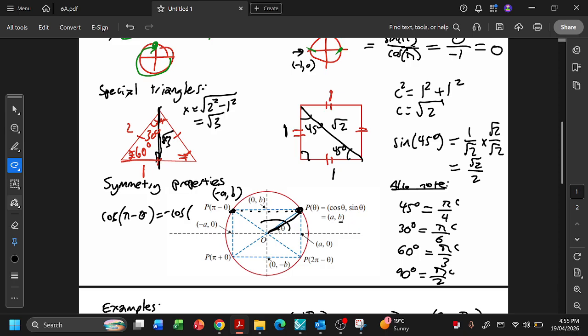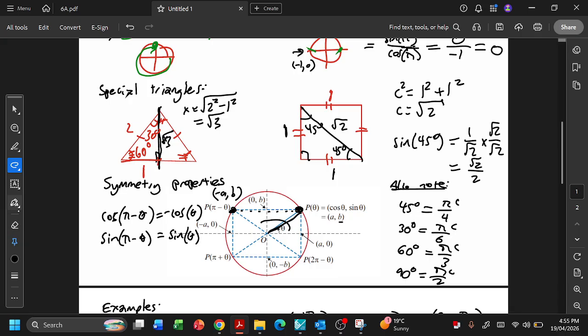So it's negative cos of theta, that angle over there. And sine of pi minus theta is going to be equal to sine of theta. It's the exact same, because the y-coordinate of this point is the same as the y-coordinate of this point.